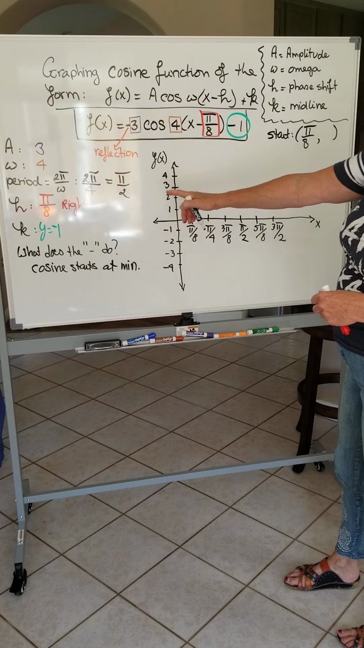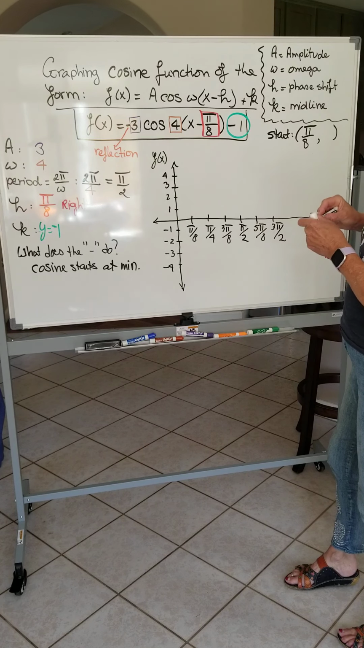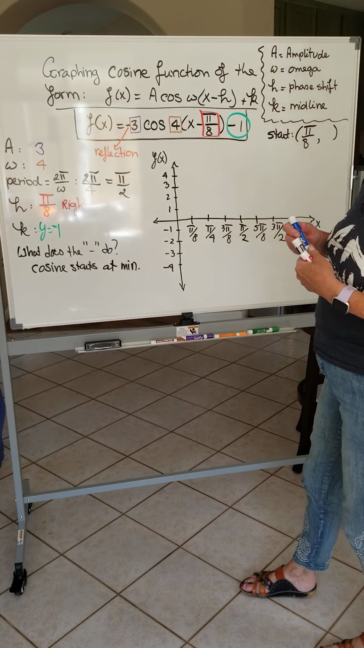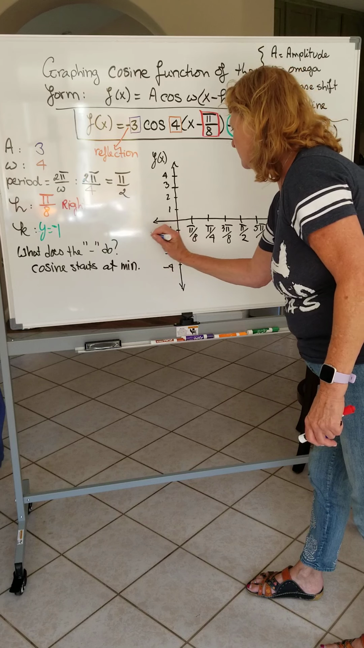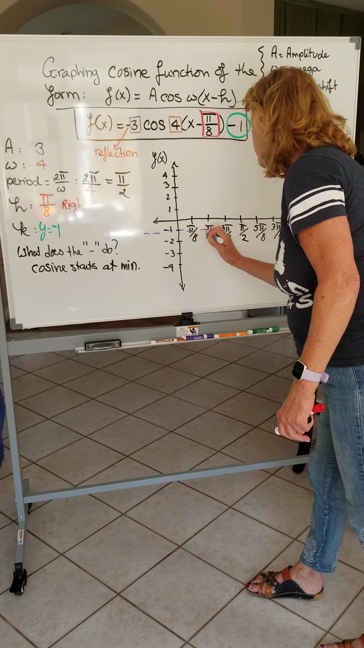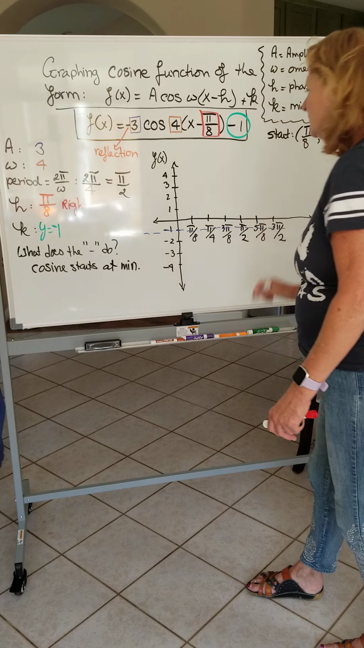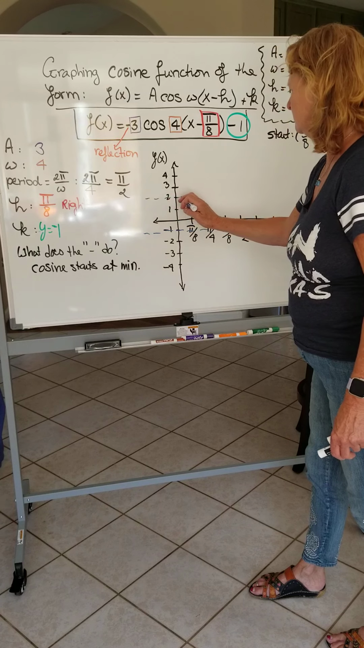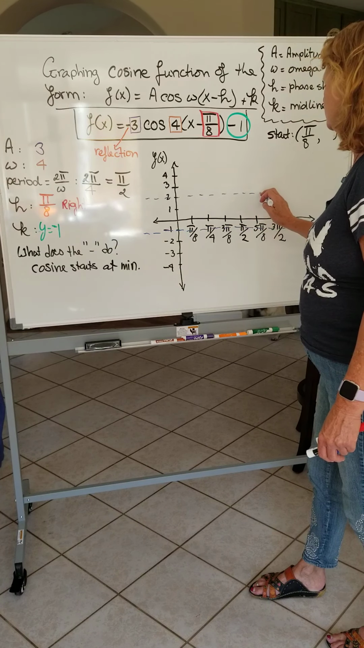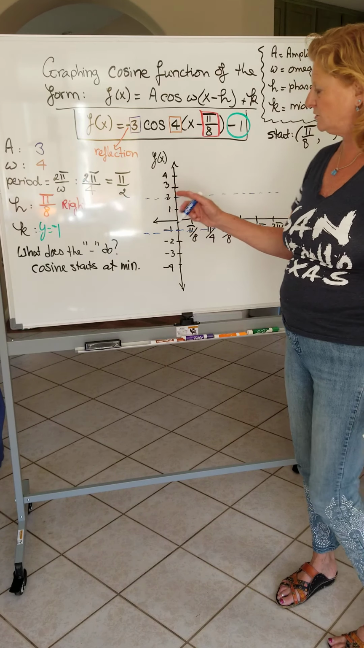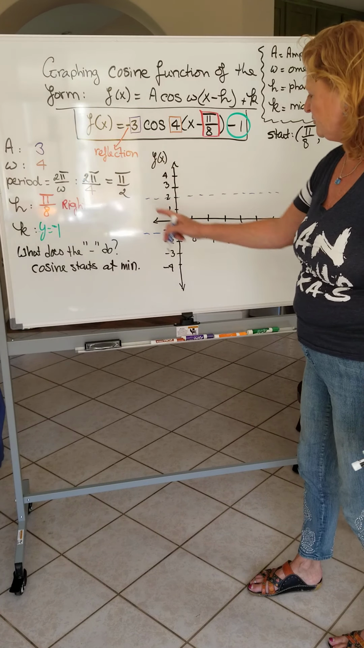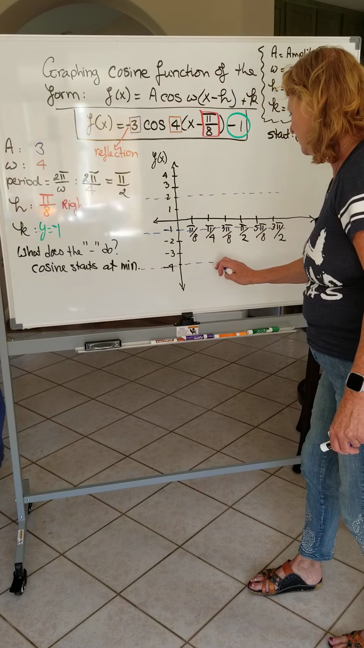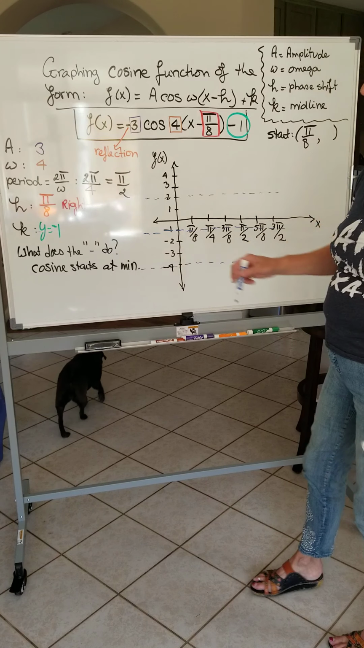And my y-coordinate, well, let's backtrack a little bit. We know that the midline is at y is equal to -1, so here is my midline. We figured out that the amplitude is 3, so there is 1, 2, 3. So my maximum value for the function is going to be 2. My amplitude is 3 again, so my minimum value of the function is going to be -1 minus 3, which is -4.